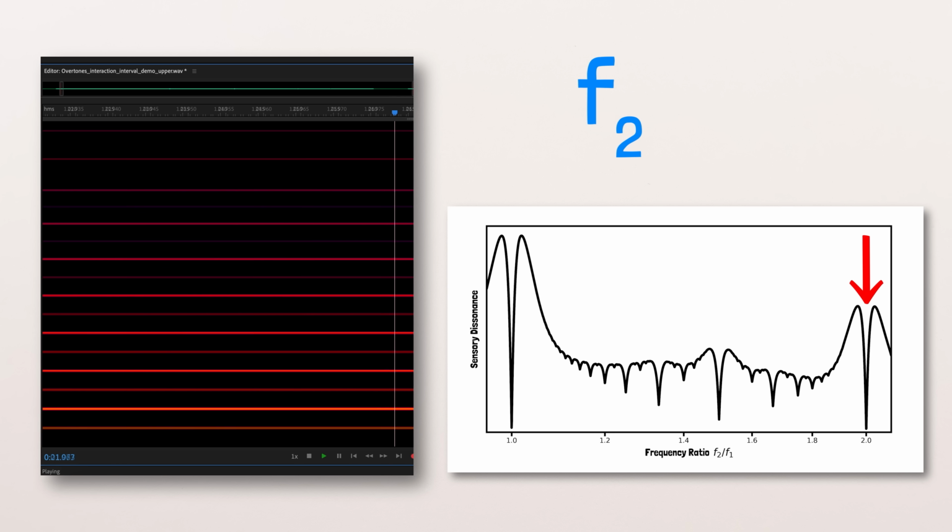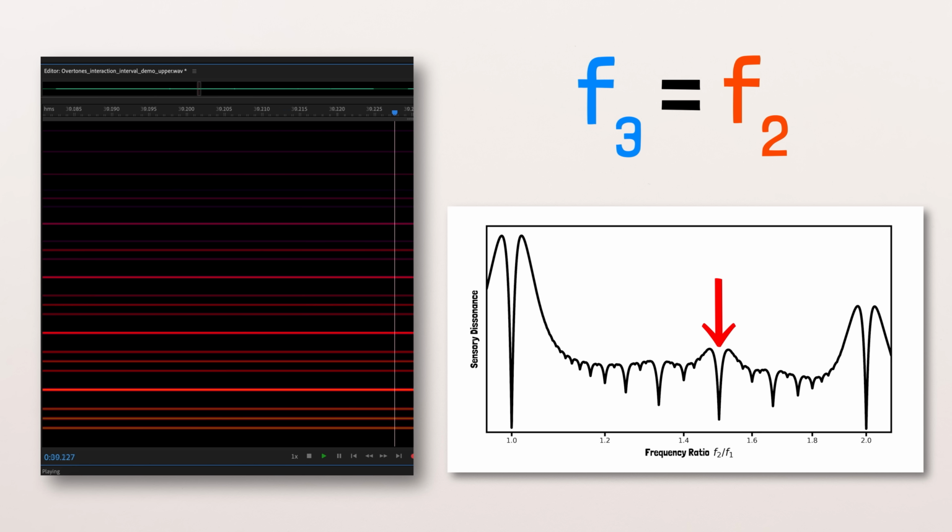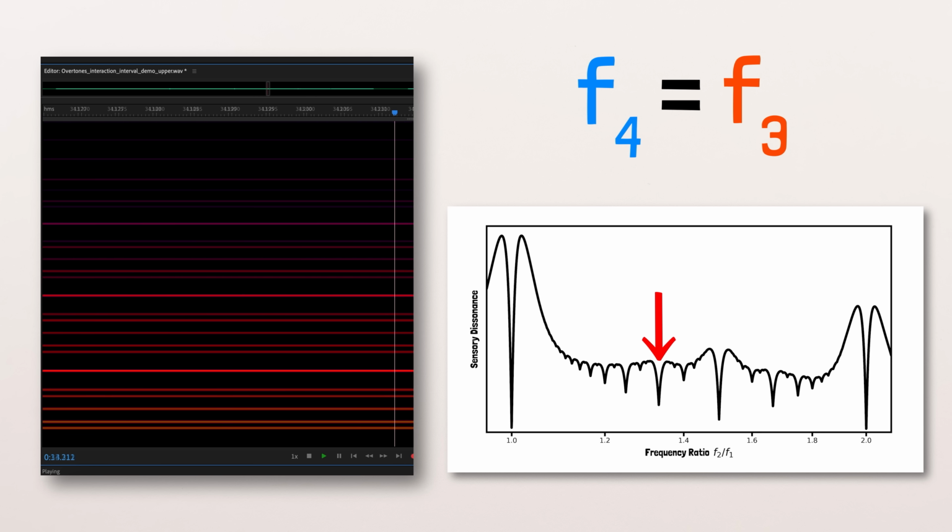For example, this big valley right here corresponds to a place where the first overtone of one sound exactly lines up with the fundamental frequency of the second, and this one is where the second overtone of one sound lines up with the first overtone of the other. Here's where the second and third overtones are lining up really nicely.